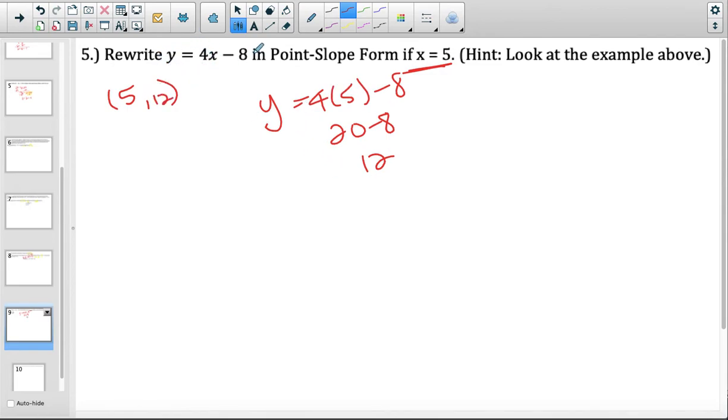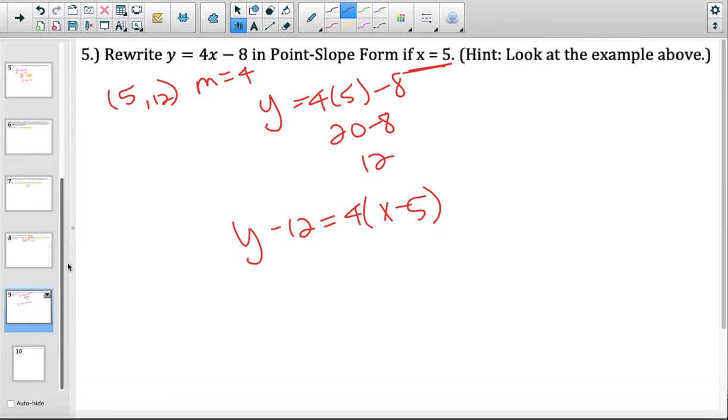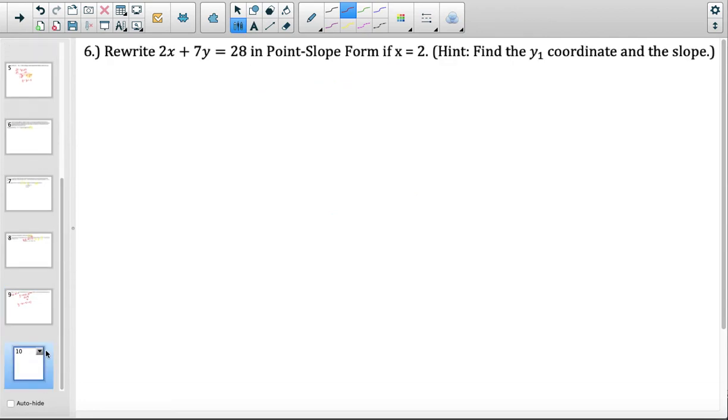If I look back at my original equation, I can see that my m is 4. So now that I have a slope and a point, I can write my equation as y minus 12 equals 4 times the quantity x minus 5. As soon as you find that ordered pair, it plugs in quite nicely for you. Now, sometimes the ordered pair doesn't always yield nice numbers to work with. You might get some fractions, and that's okay.